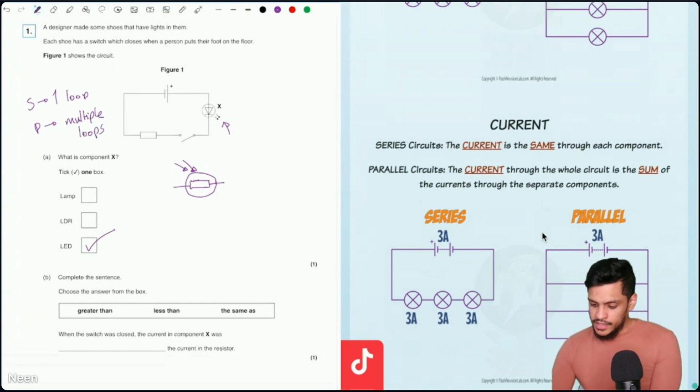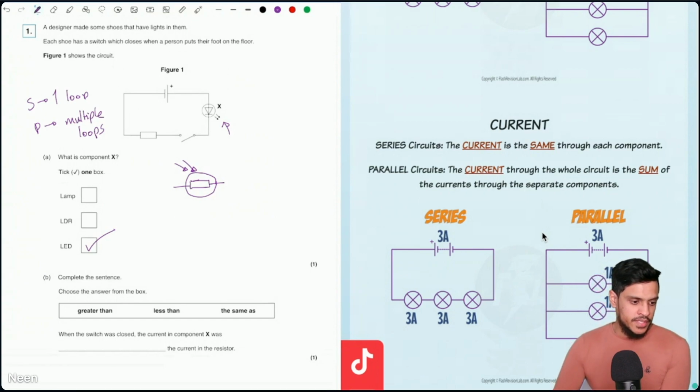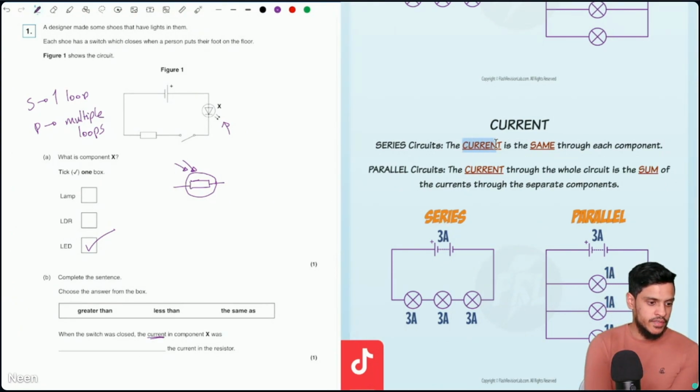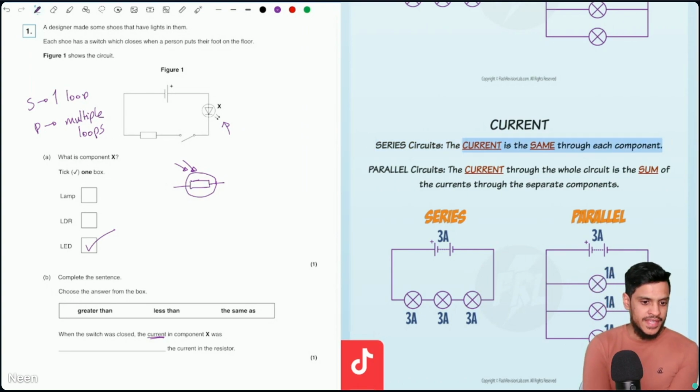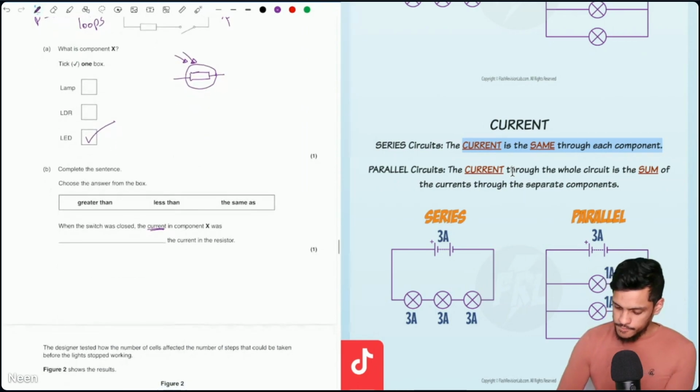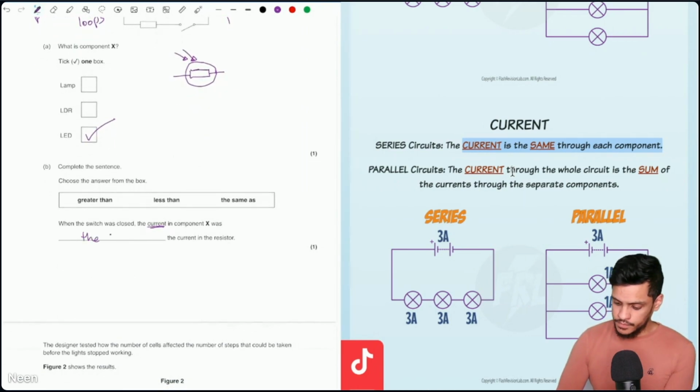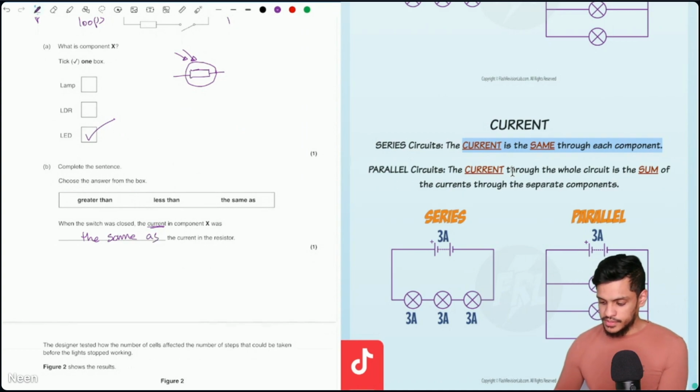This is all in one loop. You can see all of this is in one loop. So this is a series circuit. This question is asking about current. Current in a series circuit, if you look at the notes, is the same through each component. So the answer is the same as the current in the resistor.